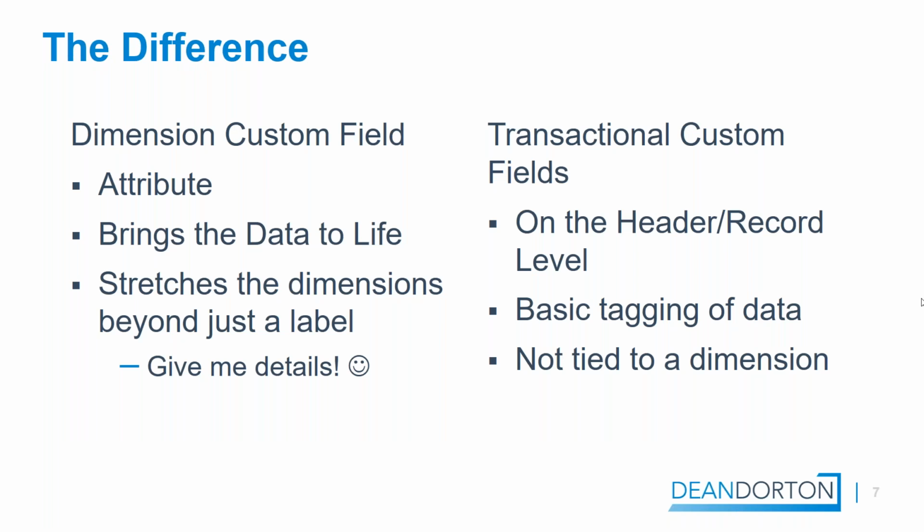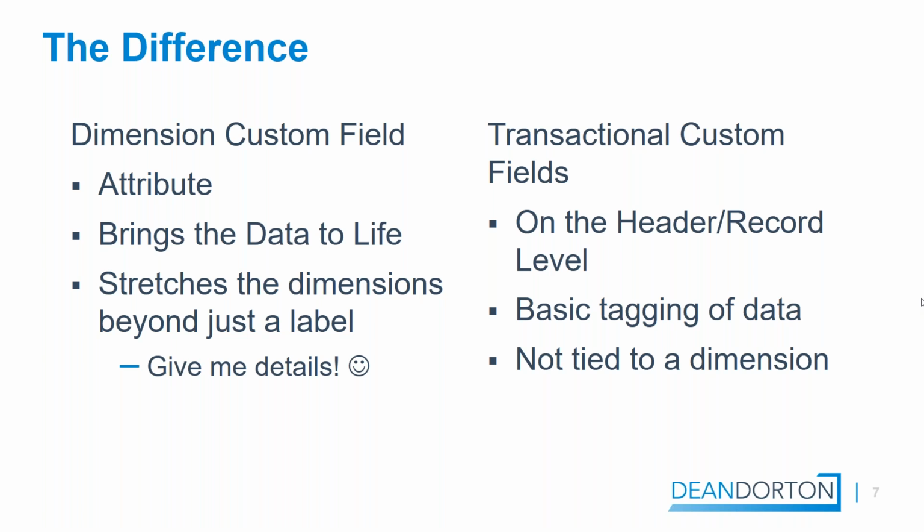So there's two types of custom fields that we can actually add into the system. The first is a dimensional custom field, and the second is a transactional custom field. Okay, so a dimensional custom field is something that provides an attribute to the dimension itself. We're going to actually look at these in our live system, so hopefully that will help make this a little bit more tangible for you.